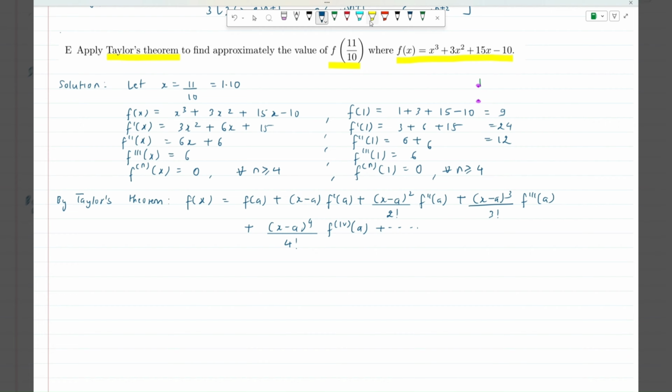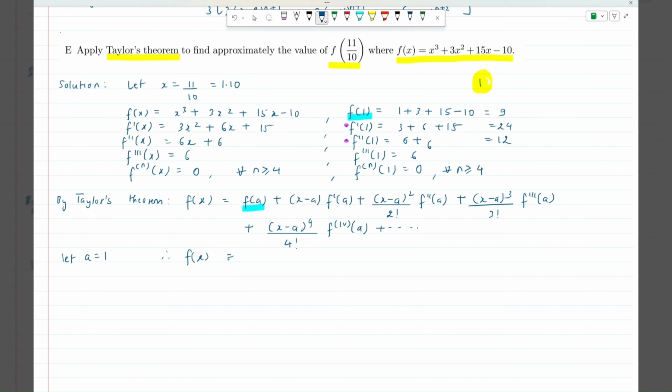You remember that we have got this nice number which is the closest whole number to 1.10. So we are going to consider that value as a. So we'll set a is equal to 1. So we will be getting, therefore, f of x is equal to f of a, and please note that we have got these values already evaluated, so we'll be substituting them directly.